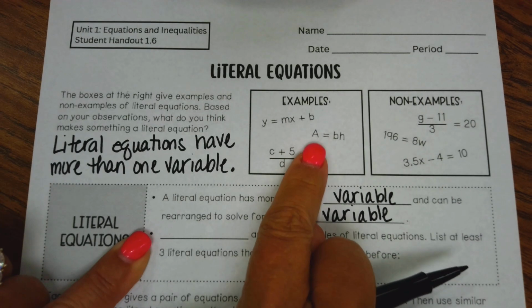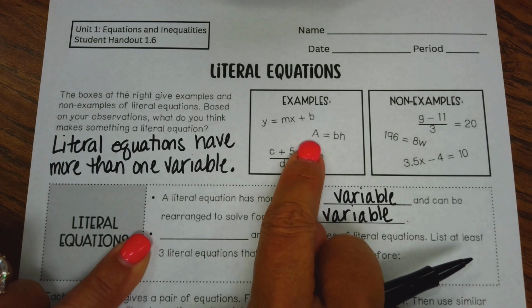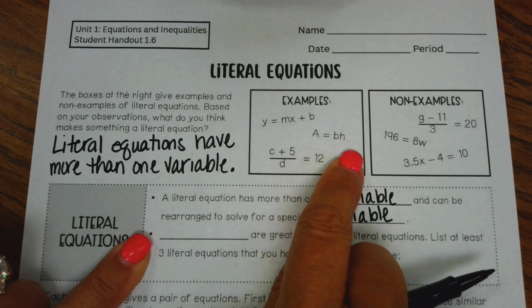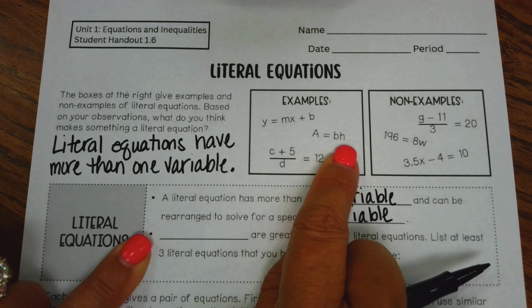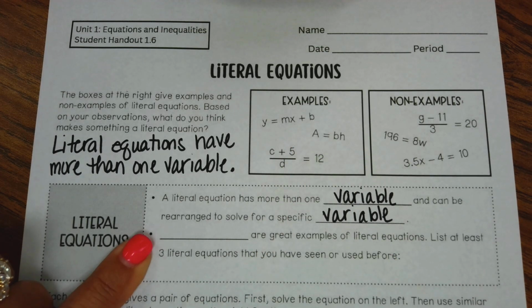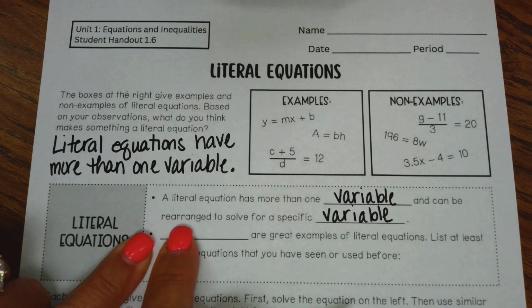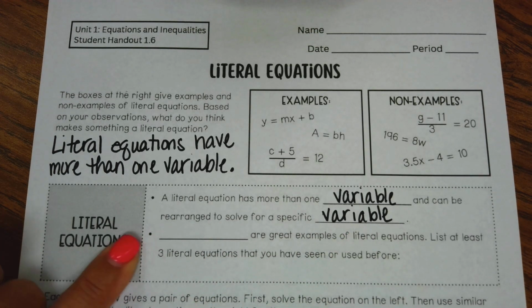So what that means is like this right here, A equals BH. This is area equals base times height. Well, a lot of times when you're younger, they're going to give you the base and height, and you're going to use that to find the area. But as you get older, they may give you the base and the area, and you're going to solve to find the height. So that's where you will be able to rearrange and solve for whatever variable is missing.